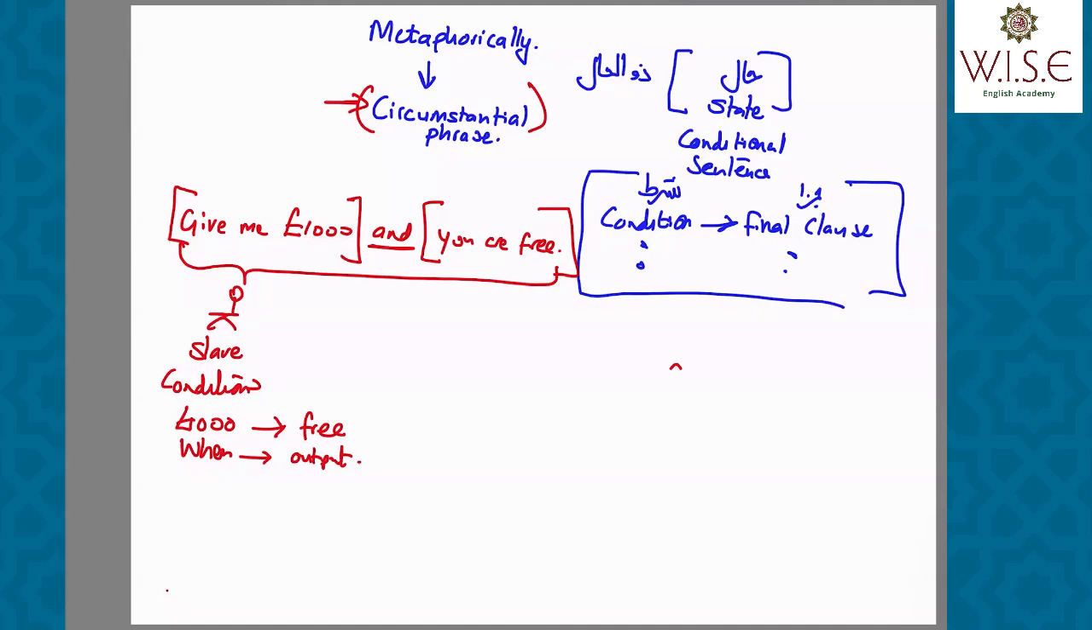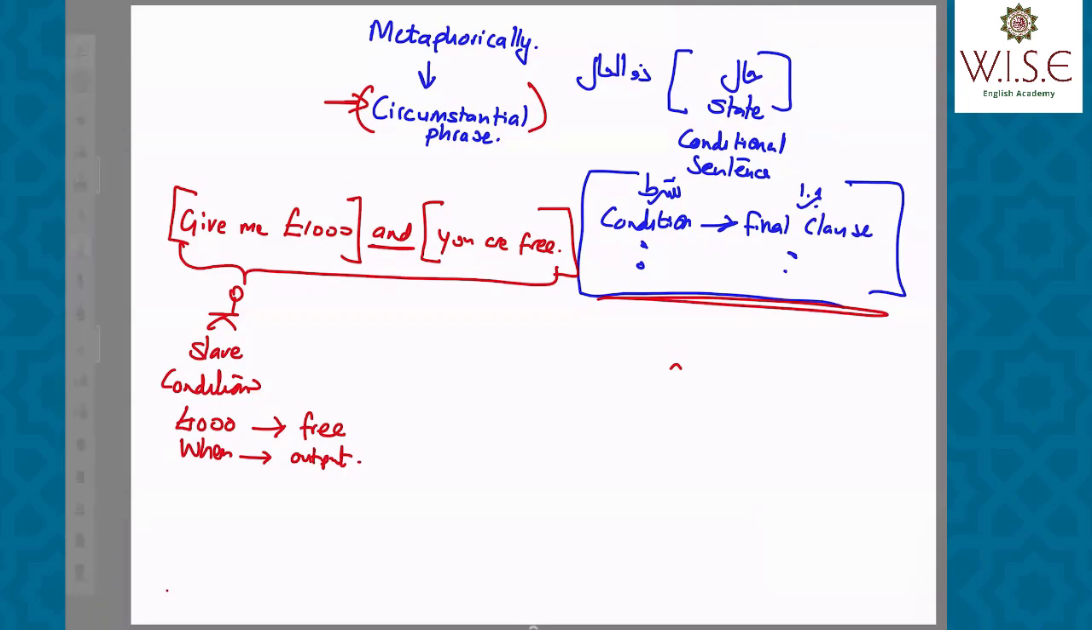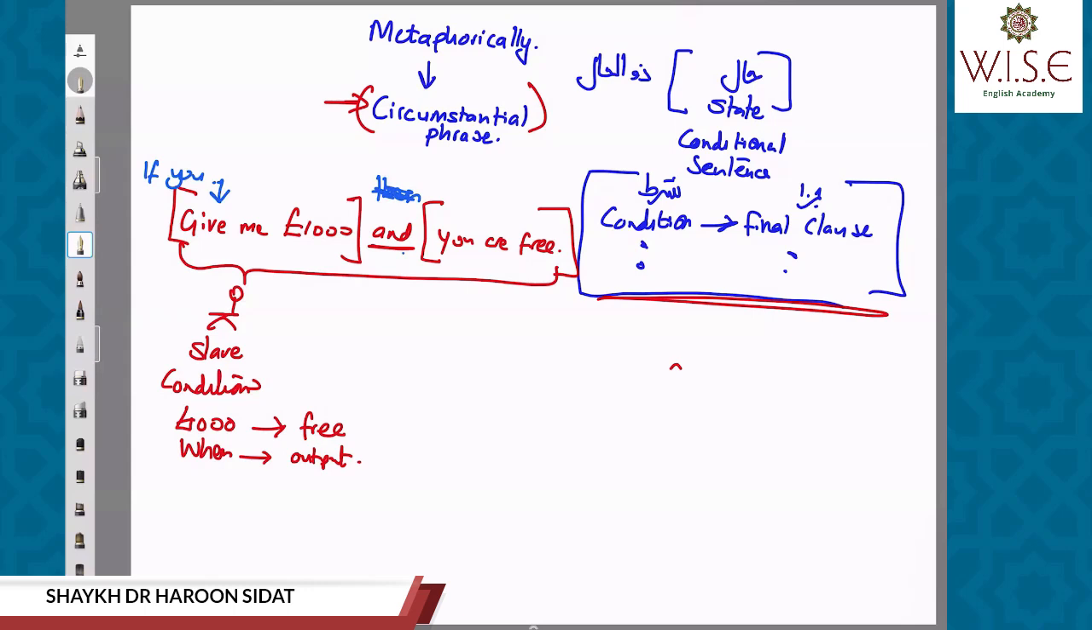So it's like you're saying if. If you want to think about it, this is why I brought this example here of the jaza and shart. If, let me do a different color. It's almost like the person saying, if you give me £1,000, then you are free. Yeah, or if you give £1,000, you are free. So if you do this, this will happen. So if he gives £1,000, he'll be free. Okay.